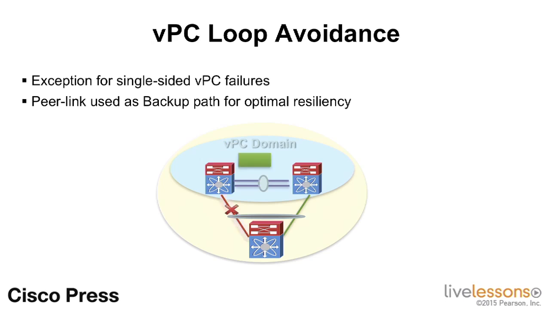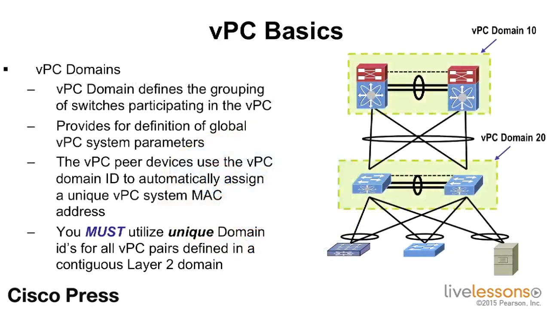We'll illustrate that here. So if we were to lose one of the links from the switch to our VPC domain, we would be able to forward traffic across the VPC peer link and down a VPC port to the switch to allow that traffic to be forwarded again, only in the event of a failure. And now it's important to talk about VPC domains in general.